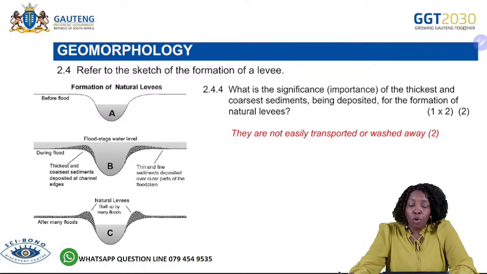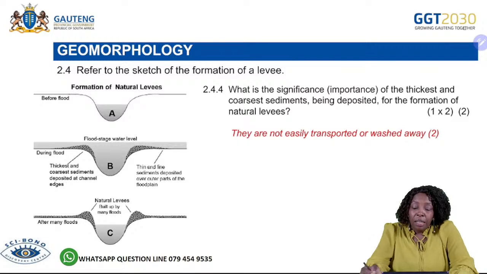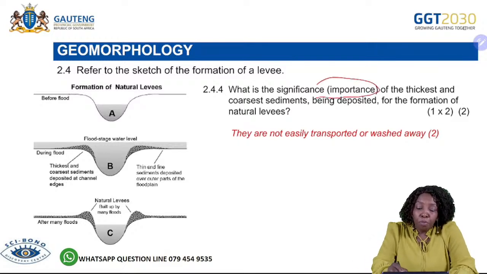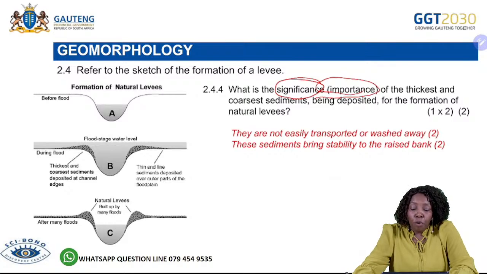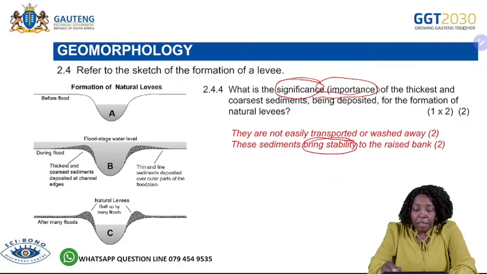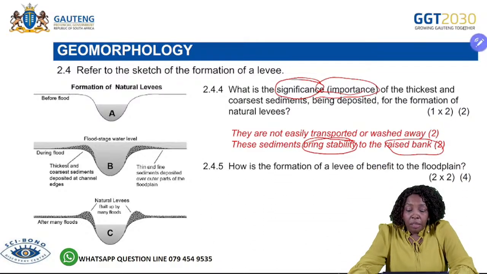What is the significance or the importance of the thickest and coarse sediments being deposited to the formation of the natural levee? So these sediments are not easily transported away. So we're looking at how important they are. They are not easily transported or washed away. And therefore these sediments bring stability to the raised bank. So that's where we see the most significant importance of these sediments over the river banks.